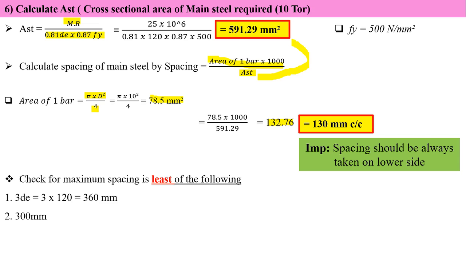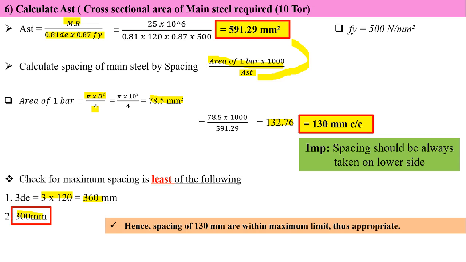So now we got 130 mm, but we need to do the check with the IS code reference. For that we have two conditions, that is 3d. So I'm putting the d value equals 120 mm, so I'm getting 360 mm, and the second condition is 300 mm. So the least of both of them, that is 300 mm. So 130 mm is within the maximum permissible spacing. So that's why I'm going to use 130 mm center to center.